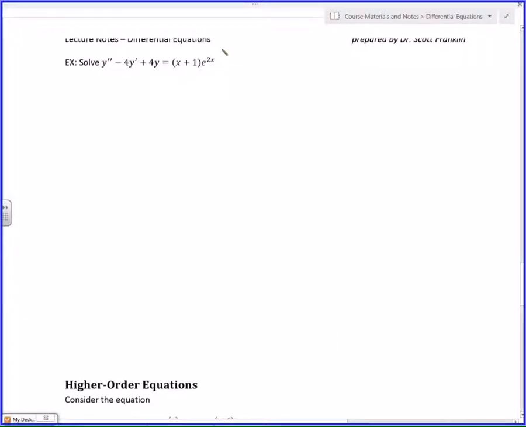All right, so first of all, what's y sub h? Are you to the point you can do that in your head yet? And it's a double root, right? So your YH would be C1 e to the 2x, plus C2 x e to the 2x.